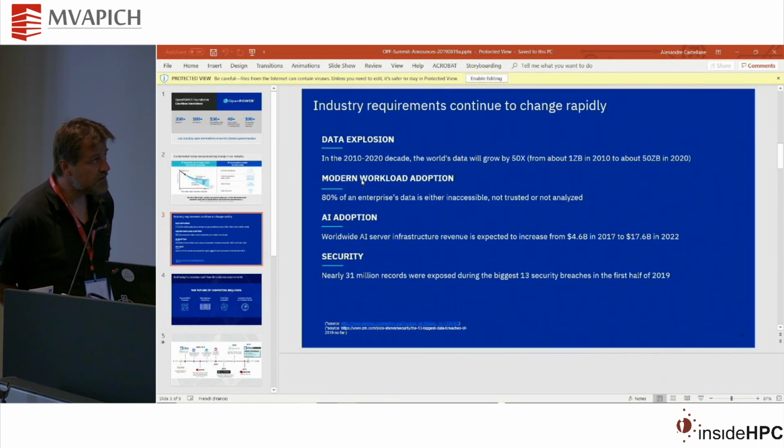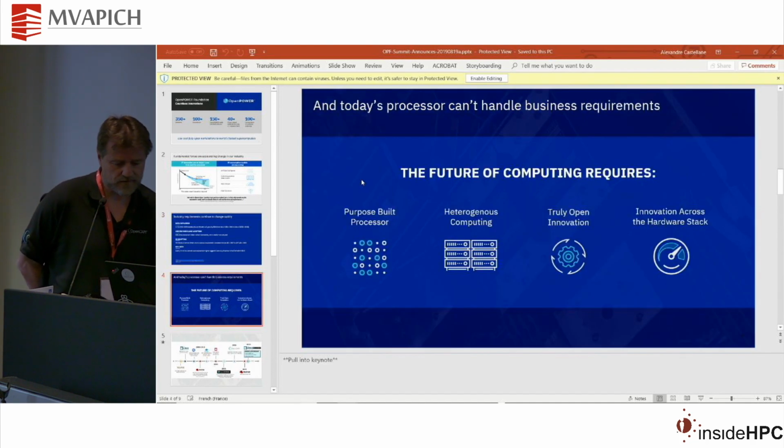Data explosion, there is nothing to say, we see that every day in our everyday life. The modern workload adoption: it's a well-known fact that most of the data is not usable as it should be, or could be, or as we would like it to be. Artificial intelligence is very promising, but there are lots of limitations due to hardware and software not being infinite resources. And security: the more we exchange data, the more we are exposed to security issues.